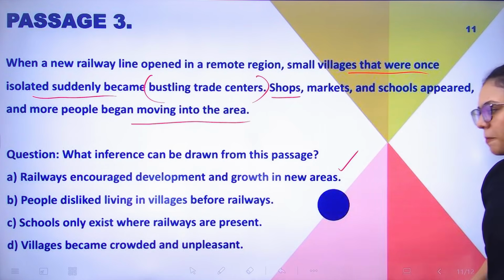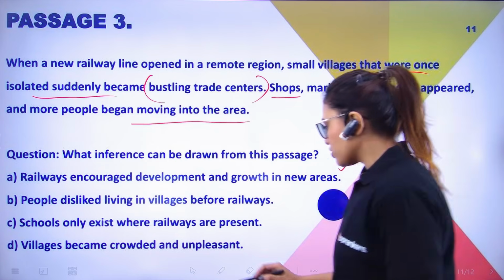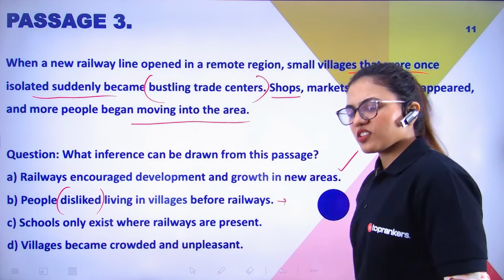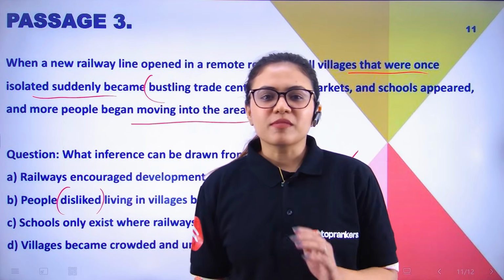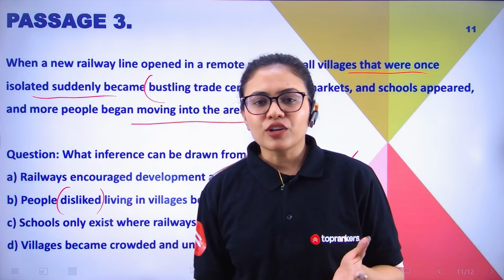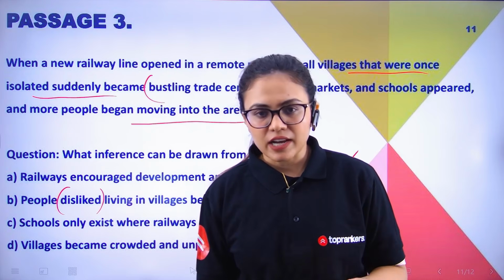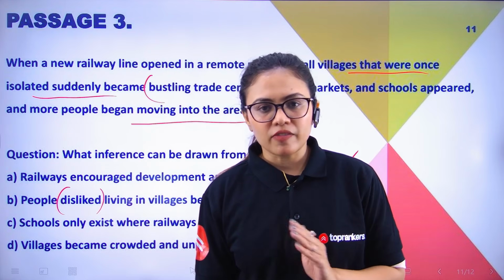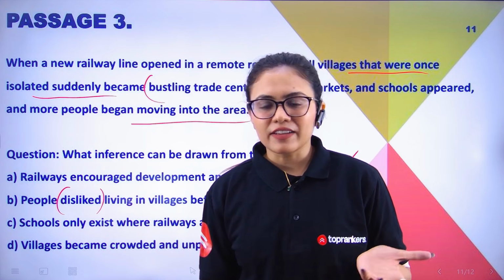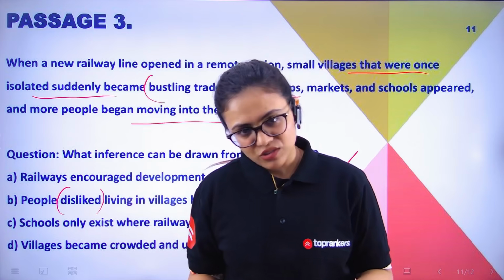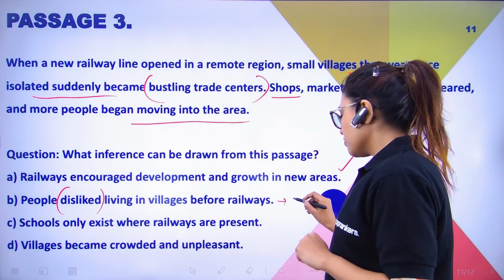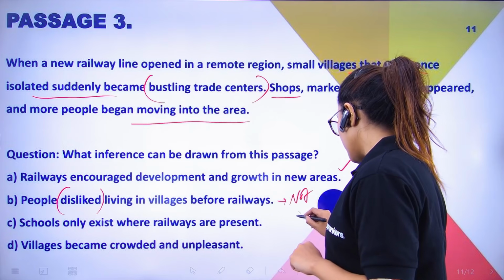Absolutely right. People disliked living in villages before railways. Unsolicited view, something that we cannot find an evidence of. It was simply a matter of not being connected to the entire world. Railways just brought everybody closer to each other. But that does not mean that the people dislike living in villages. People are still living in villages, right? So something which is not given.